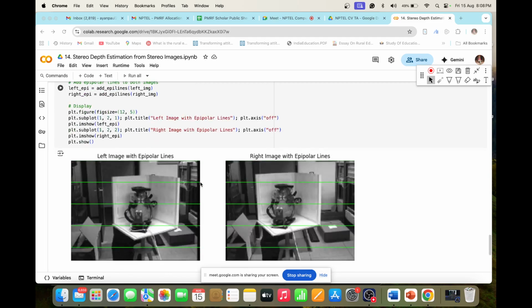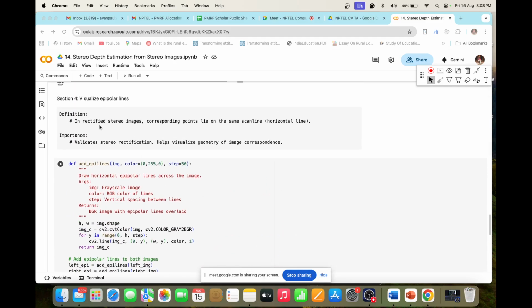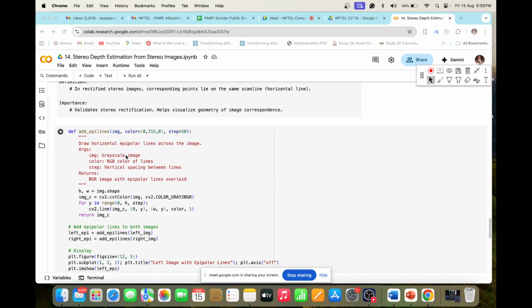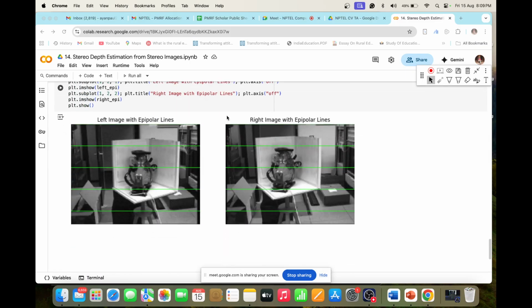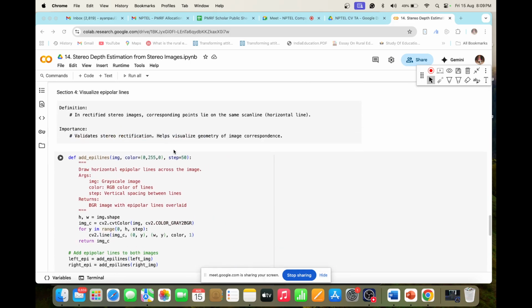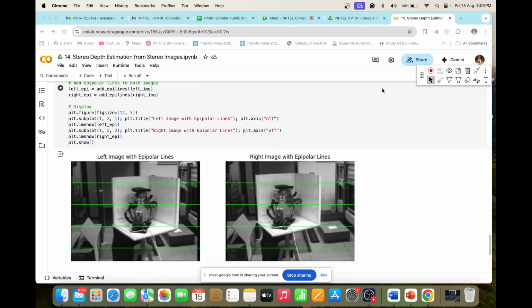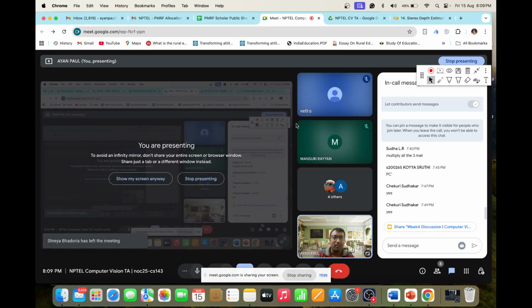And also epipolar lines are there. Epipolar lines I have already defined for you. In rectified stereo images, corresponding points lie on the same scan line or the horizontal line. So that is the significance of the epipolar lines: they validate stereo rectification and help visualize the geometry of the correspondence. These epipolar lines are not very clear, but epipolar lines mean all the points will lie on the same horizontal line. So these are the epipolar lines in the two images. This is the code.